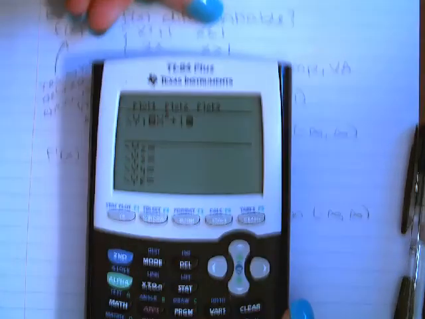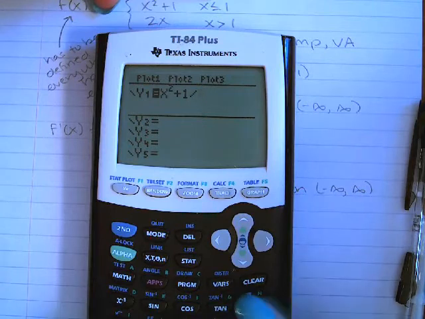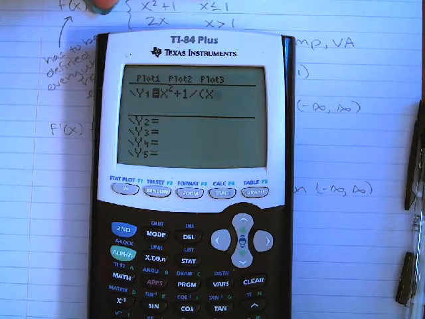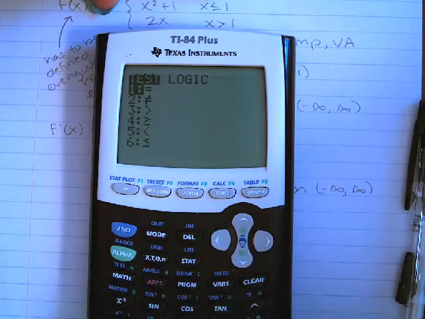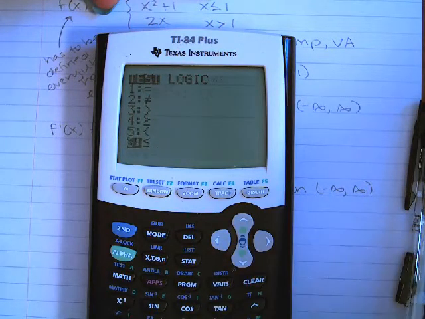And now to type in that limited domain of x is less than or equal to 1, I hit the divide button to put a slash there. And then I put a parenthesis, and now I'm going to type x is less than or equal to 1. So I type the x. To get the less than or equal to, I hit second math. And then that's where all my inequality symbols are. So less than or equal to 1.